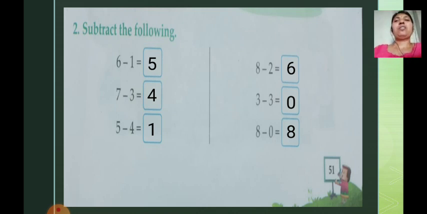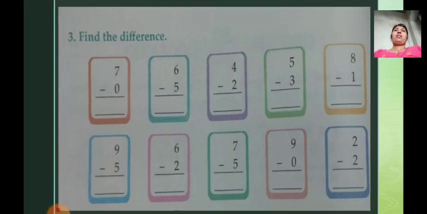Now students, you have to turn to your textbook page. Now page number 52. Yes. The third exercise, or third question, is given: find the difference. Now find the difference. What is meant by difference? Difference means the answer we get after subtracting the numbers. After subtraction, the answer that we get is called the difference.